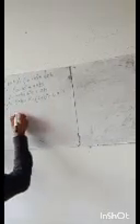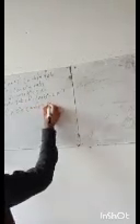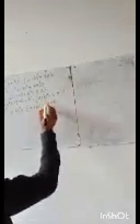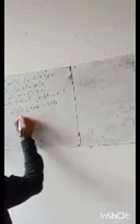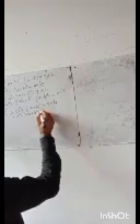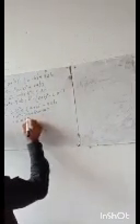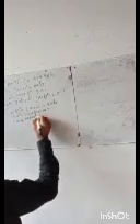Sixth formula: a minus b square is equal to a plus b square minus 4ab, is equal to a square plus 2ab plus b square minus 4ab, a square plus 2ab plus b square minus 4ab.